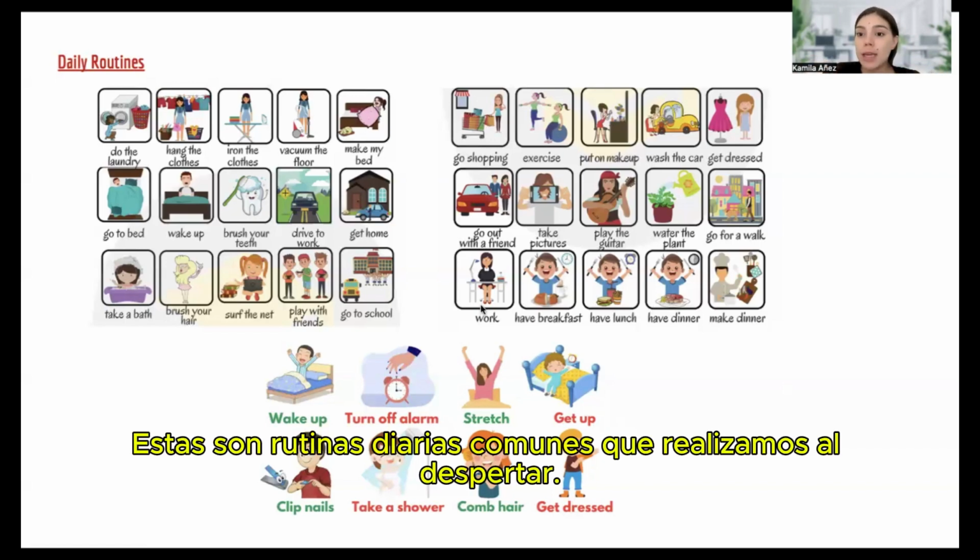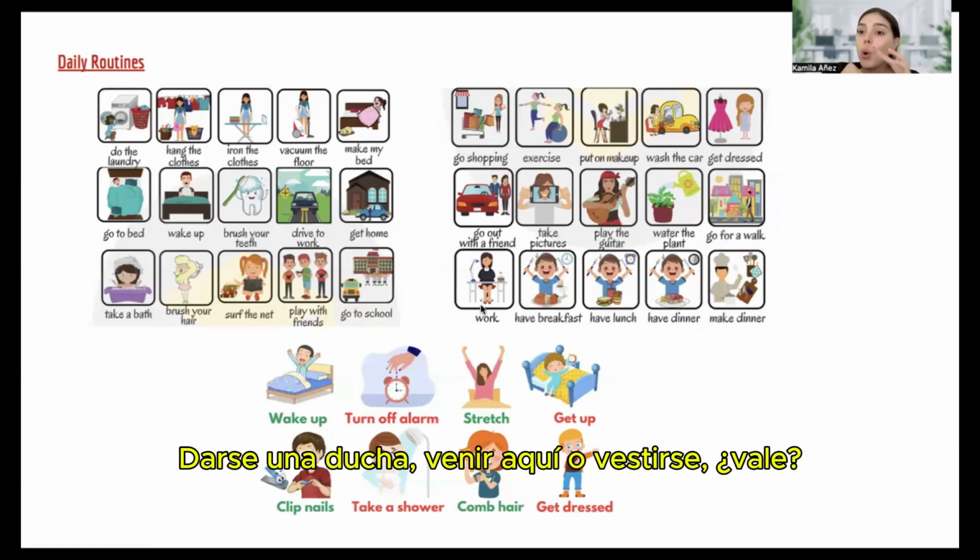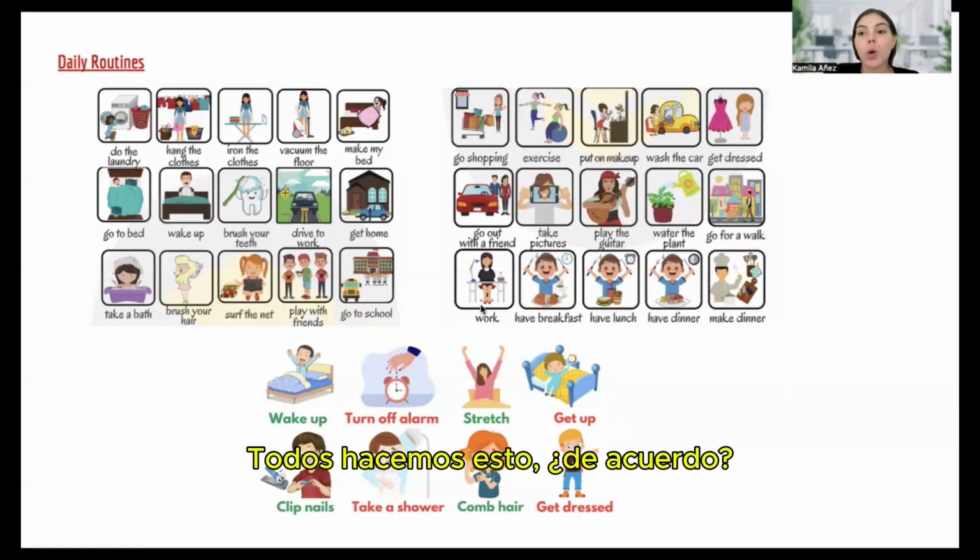These are common daily routines we have: wake up, turn off alarm, stretch, get up, clip nails, take a shower, comb hair, or get dressed. Okay, this is what everybody does. We all do this. Okay, then we have other ones.